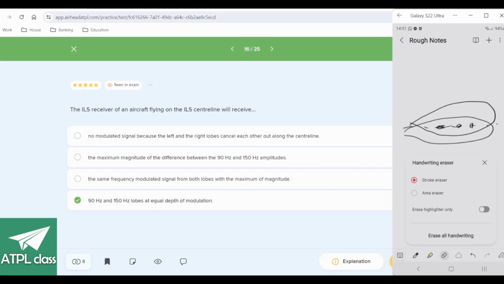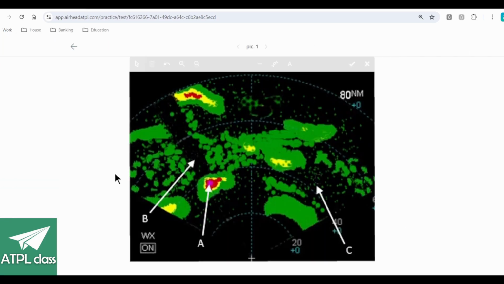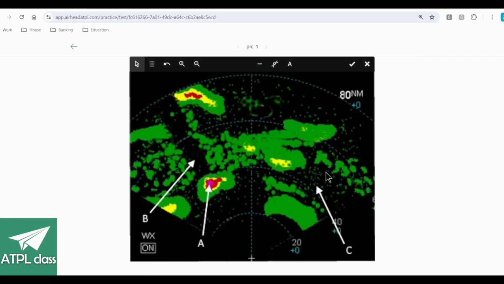Nice and easy. Concerning the weather radar display shown in the annex, what is the most appropriate route for the pilot to follow in order to avoid severe weather? The current track is directly through the center of the annex. Okay, so let's have a look. Which one's the best? So we don't want to go A, that's going to be the most severe weather.